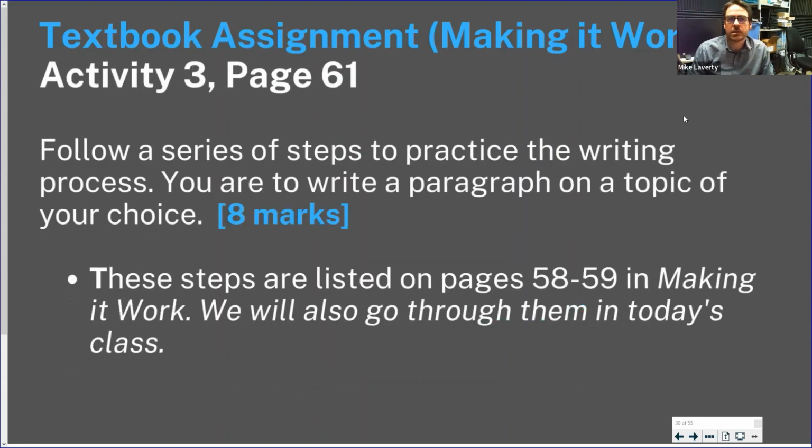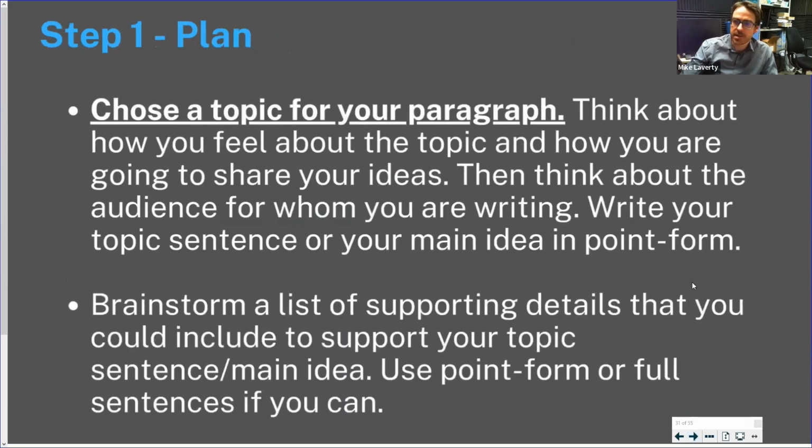All right, moving right along. Textbook assignment, same book, same page, but this is activity 3. You are to follow a series of steps to practice the writing process. You are to write a paragraph on a topic of your choice for 8 marks. And then these steps are listed on pages 58 through 59 in Making It Work. And I'm also going to go through them in today's class. So you can go to page 58 to 59 of Making It Work. And I've included those steps in today's class. I changed them a little bit, but it's the same basic steps.